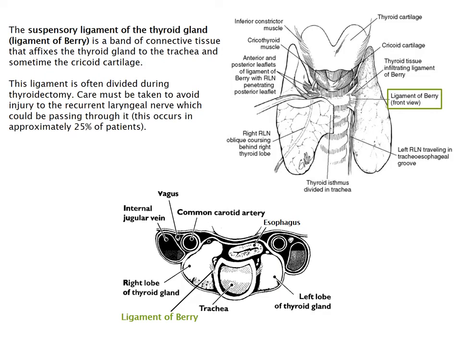The suspensory ligament of the thyroid gland, known by surgeons as the ligament of Berry, shown here, is a band of connective tissue that affixes the thyroid gland to the trachea and sometimes to the cricoid cartilage. During a thyroidectomy, this ligament must also be divided, but again notice its close relationship to the recurrent laryngeal nerves. So again, great care must be taken to divide this ligament carefully without damaging or injuring the recurrent laryngeal nerves.